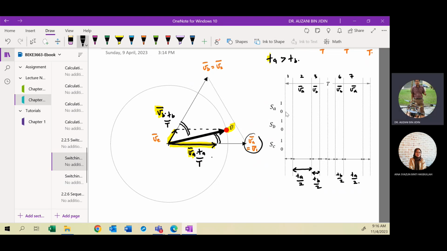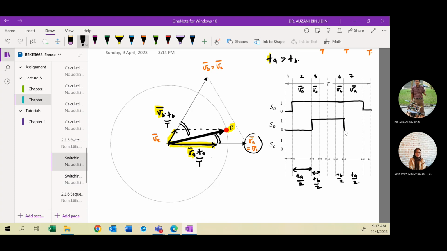So the switching pattern should be like this. Here one, same waveform as the previous, because the space vector is located in sector number 1. So you can have the same switching pattern. But the difference is the time and the interval size. Okay, for TB and TA. Zero. Here. 1. Okay.